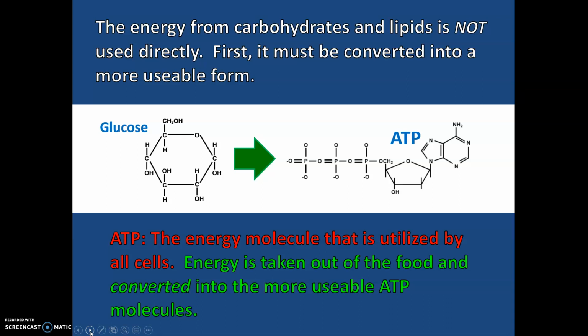So the energy from carbohydrates and lipids is not used directly. First, it has to be converted into a more usable form. So we have glucose here, and it is converted into ATP. ATP is the energy molecule that is utilized by all cells. So energy is taken out from the food and converted into the more usable ATP molecules.